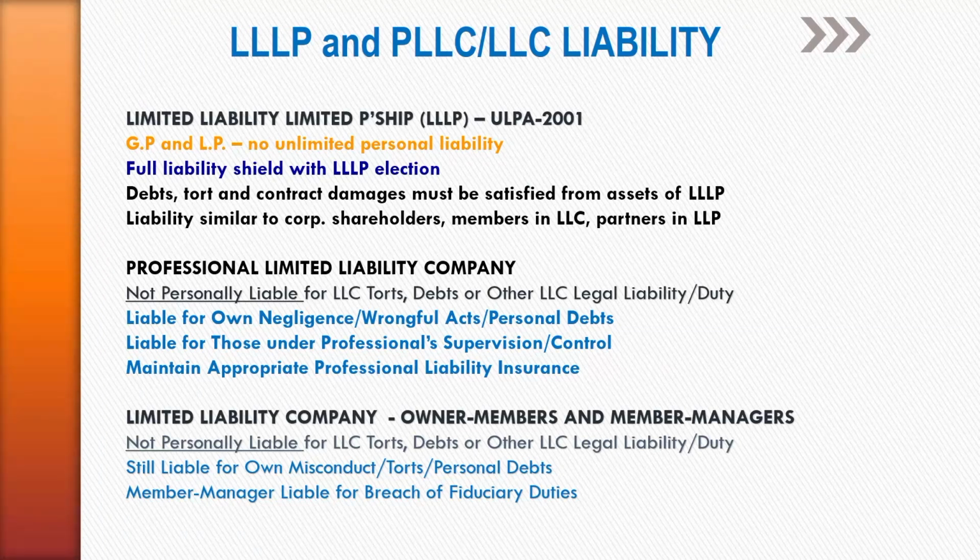More are liability issues, right? Triple LP, we know that this is the best you could do in the limited partnership area. The general partner and the limited partner, they don't have unlimited personal liability. It's a full liability shield, so everything comes out of the assets of the triple LP. So it's pretty similar to corporations and shareholders or members in the LLC. But remember, that's only allowed under UPA 2001 that you even have that, so not every state allows for that.